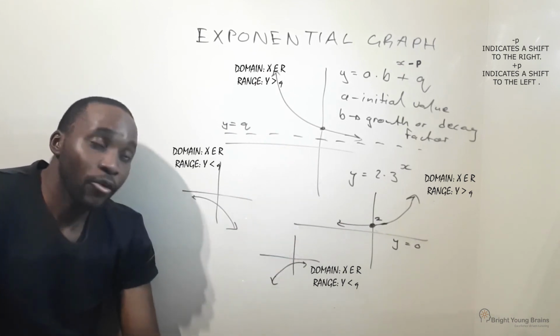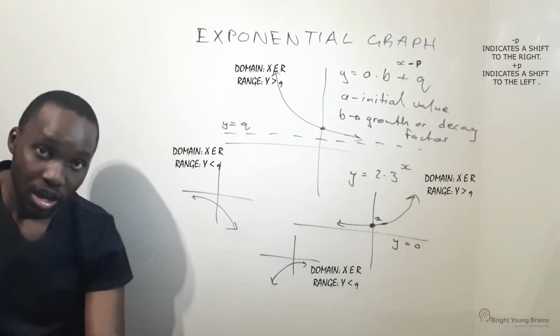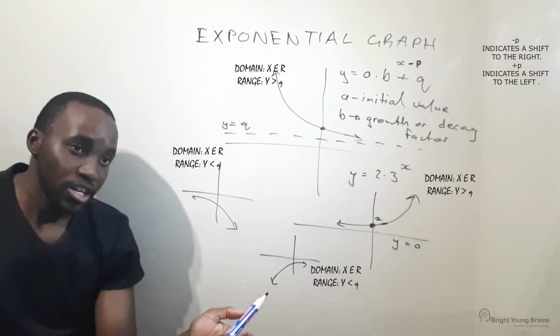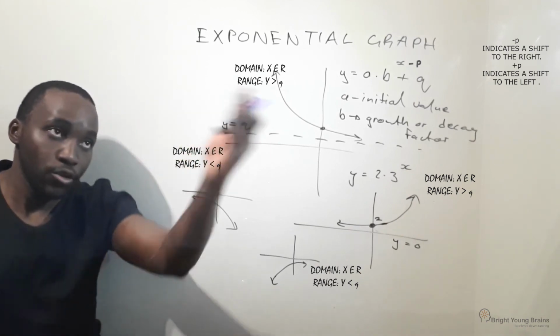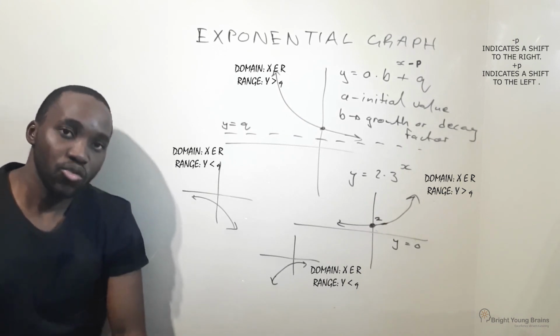Your exponential graph only has one asymptote. A hyperbola has 2. An exponential graph has 1. So you want to keep that in mind whenever you will be working with an exponential graph.